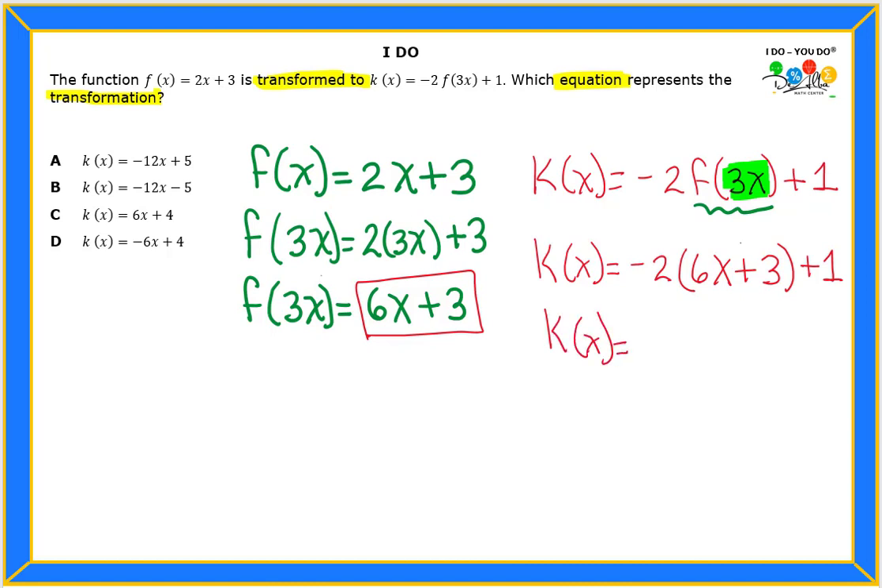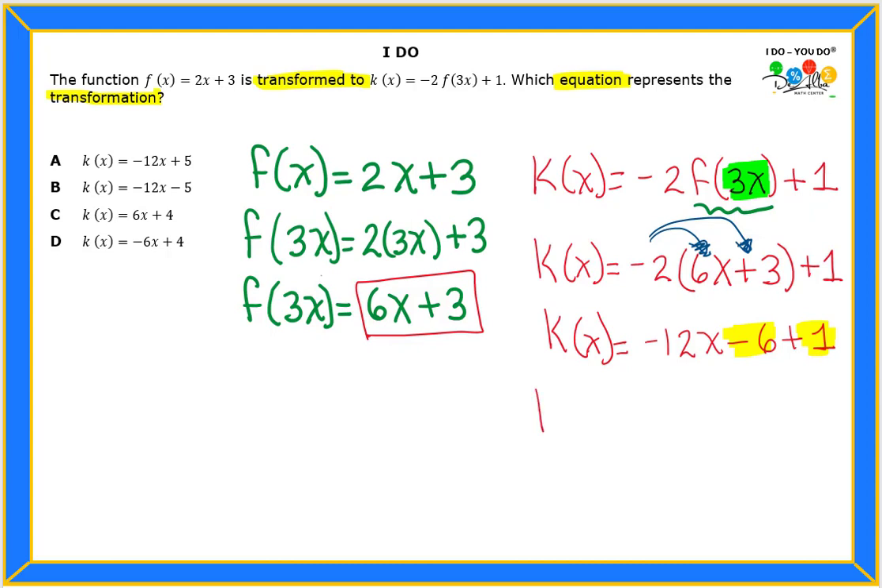So here I'm going to multiply negative 2 times 6x and negative 2 times a positive 3. And that gives me negative 2 times 6, it's a negative 12x. Negative 2 times 3, it's a negative 6. And then I write down the plus 1. The only thing that I multiply is what's inside the parentheses. So I can now combine negative 6 and a positive 1, not the negative 12x. That one I cannot combine with anything.